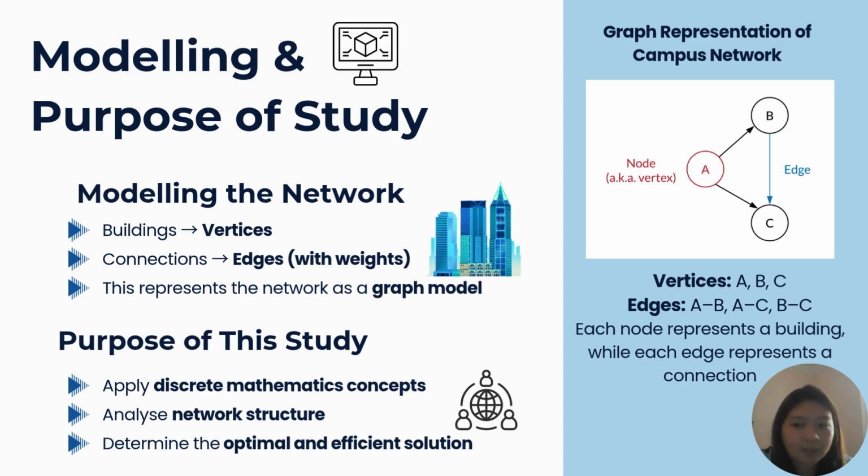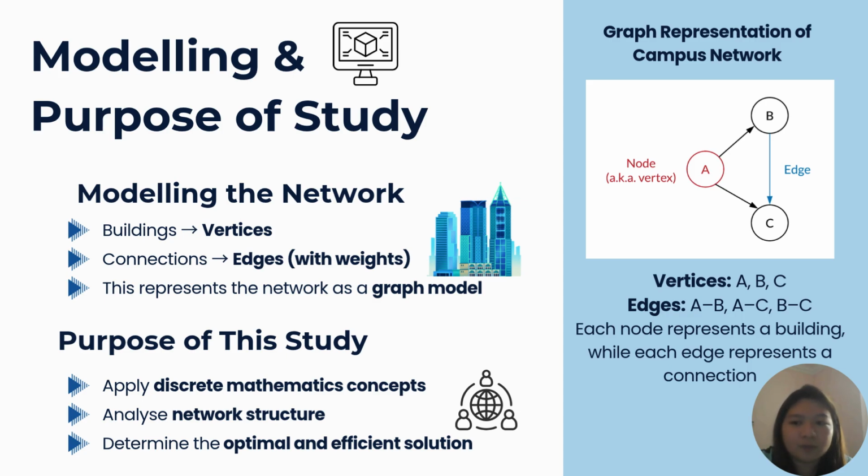Each node, such as A, B, and C, represents a building, while the lines connecting them represent the edges, or connections between the buildings. For example, A is connected to B and C, and B is connected to C, forming a small network. This visual representation helps us clearly understand how different buildings are connected.